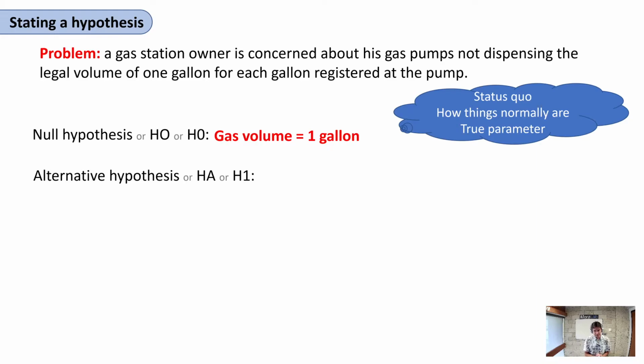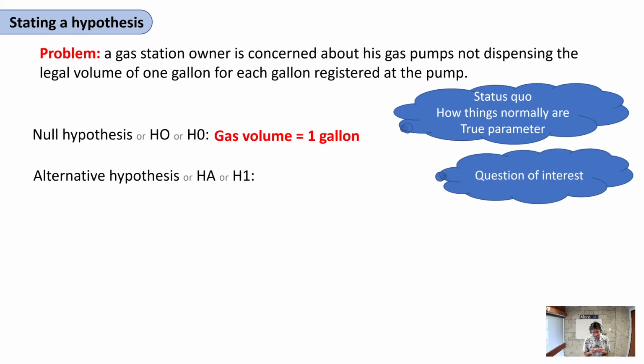Now, the alternative hypothesis, you need to think of it as the question of interest, okay? And again, you need to formulate the alternative hypothesis using hints that you get from the way that the question was formulated. So in this specific problem, the gas owner is concerned that the gas pumps are not dispensing the legal volume. In this case, the alternative hypothesis then is that the gas volume is different from 1 gallon. Okay, this is important because the owner might be concerned that you are giving too little gas, in which case you could potentially get a fine from the government, or maybe you are just giving too much gas, in which case you are wasting money.